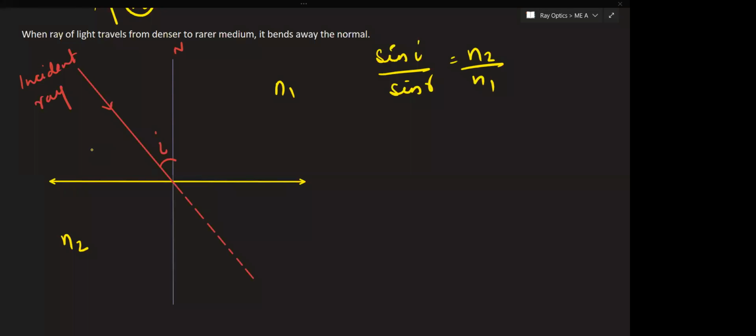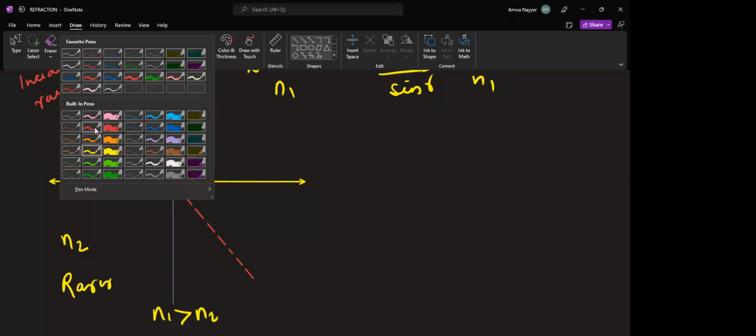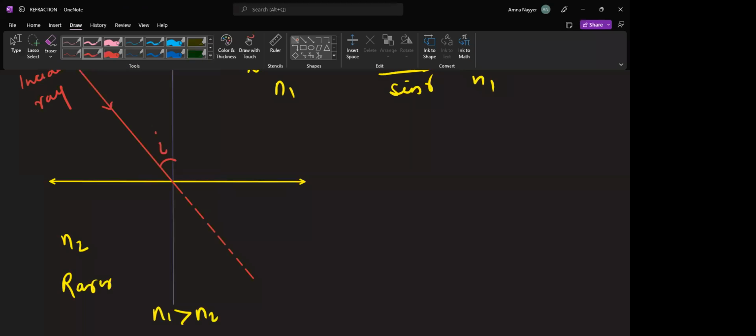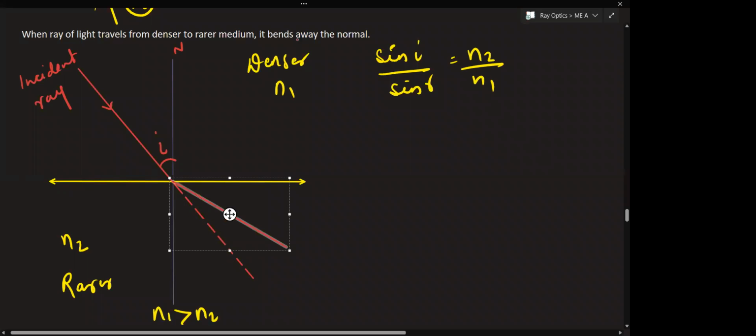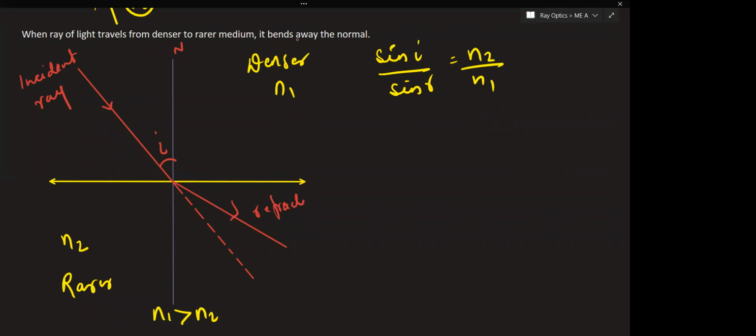See, if this medium is denser and this medium becomes rarer, it means N1 is greater than N2. Now, whenever your ray of light goes from the denser to the rarer medium, it will always bend away from the normal. So this was towards in the earlier case. Now this will be away from the normal. So this is the refracted ray. This is the angle of refraction.